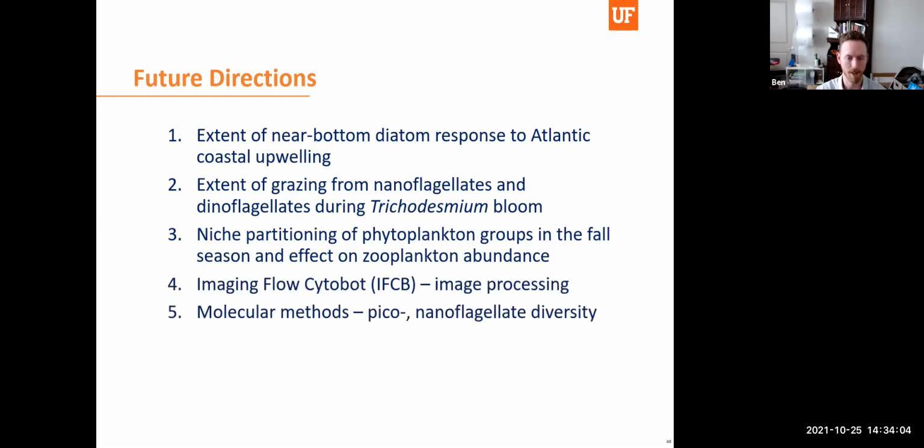And then a couple of methods that may help with this is the Imaging FlowCytobot. This is the phytoplankton dream, if you will, where there's a machine that is looking and giving you good images of phytoplankton that you can process and look at as a taxonomist, so you can spend less time on the microscope. And then of course, molecular methods are really common in this field, and they help a lot with the pico and nanoflagellate diversity. And this field is just opening up, where this diversity is starting to be uncovered.